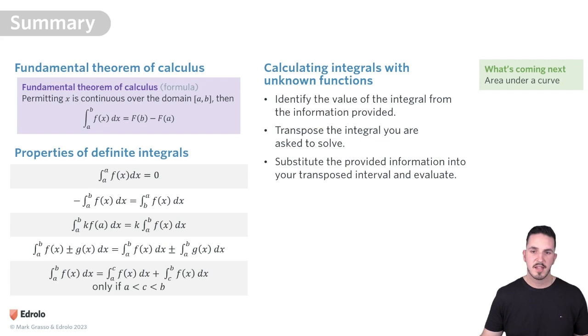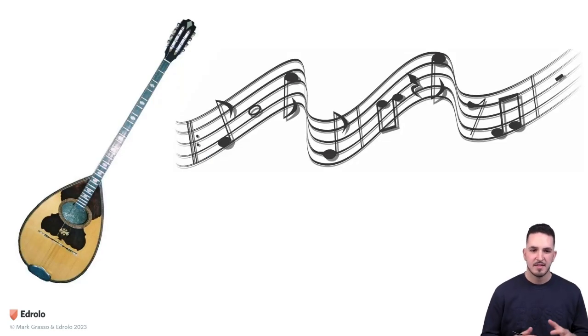In our next session, we're going to be looking at the area under a curve. You may be wondering why there's a bouzouki on this screen. A bouzouki is just a Greek musical instrument similar to a guitar. The reason it's there is that whenever we're looking at applications of integration, we can also use this to find the surface area. For example, we could use integration to find the surface area of the flat surface of this bouzouki.